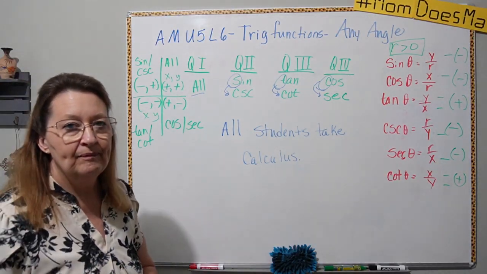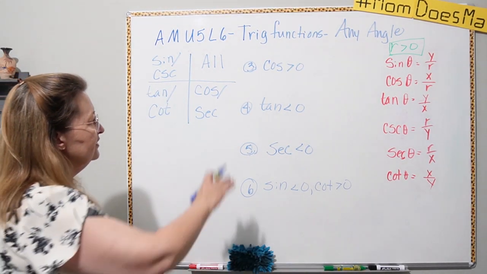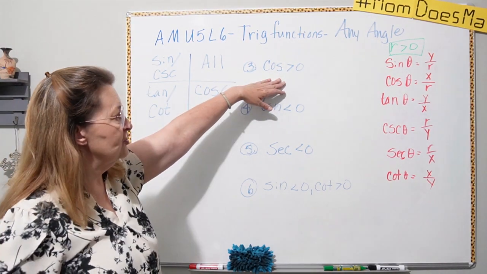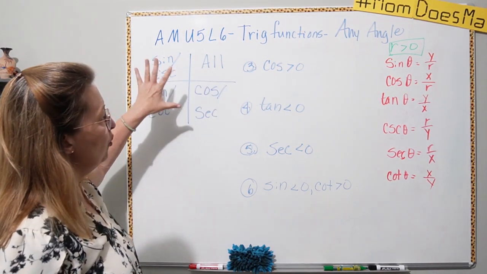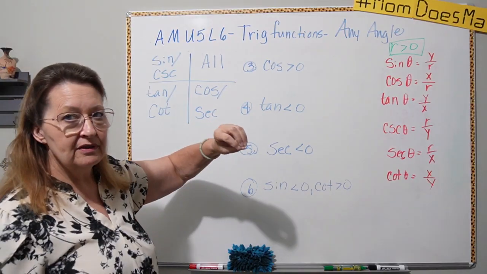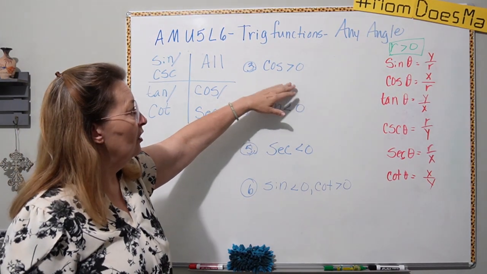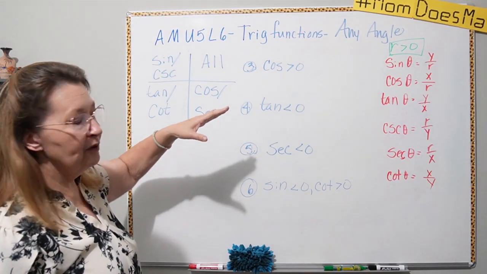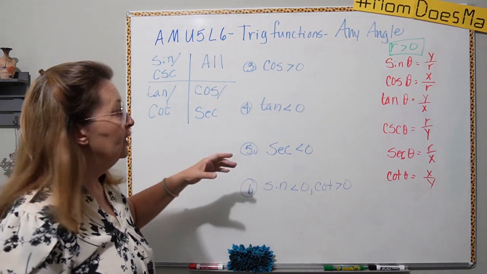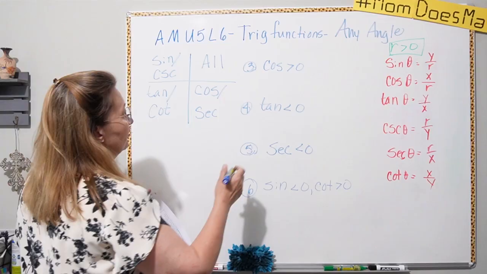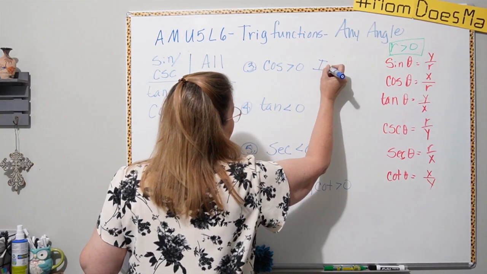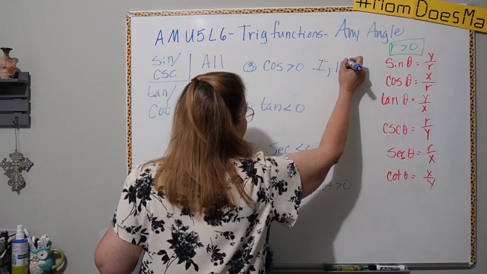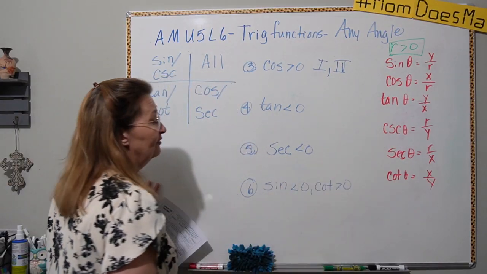So you'll see. Okay, let's consider numbers 3 through 6, and they want us to, given the information, tell which quadrant or quadrants this scenario could be in, all right? Cosine greater than 0 means where could cosine be positive? Well, everything can be positive in quadrant 1, and cosine is positive in quadrant 4. So that's all you got to do.